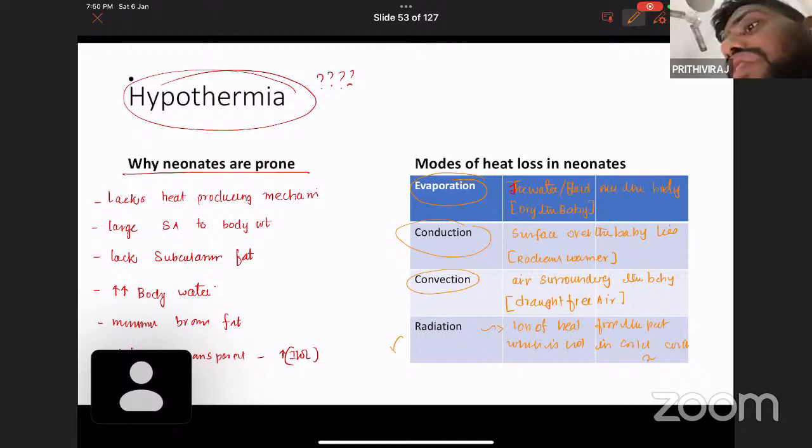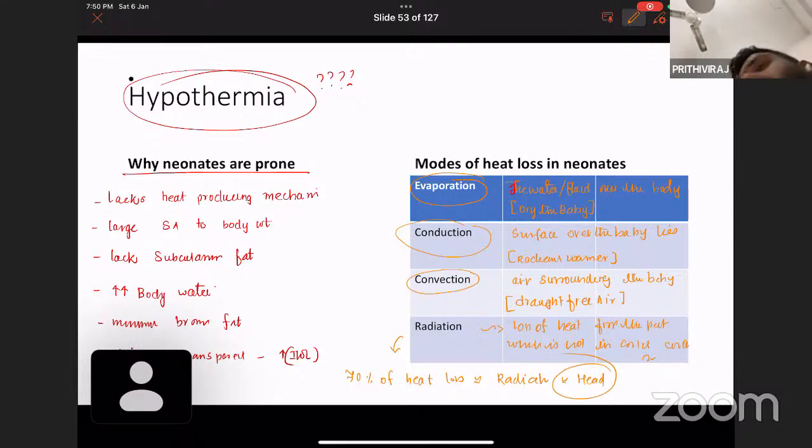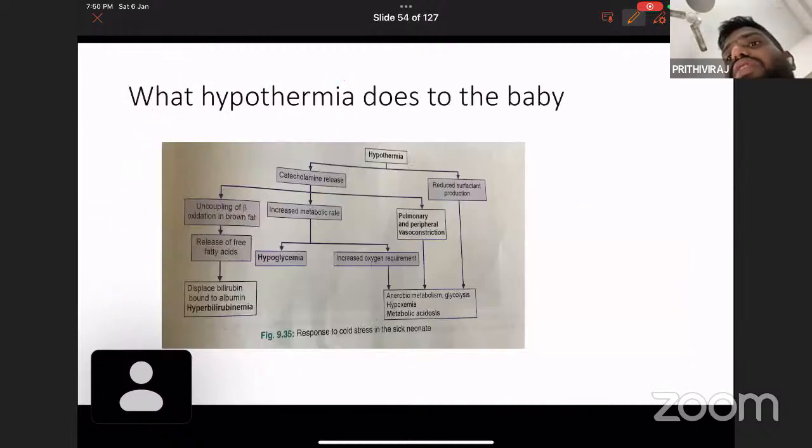Mostly your head. So 70% of heat loss occurs via radiation. That is also from your head. Hence, you have to dry the head completely before the body. So it should be dried first. So these are the four mechanisms by which heat loss occurs in neonates.